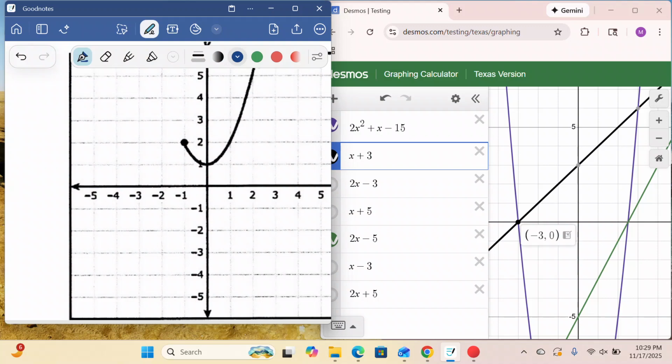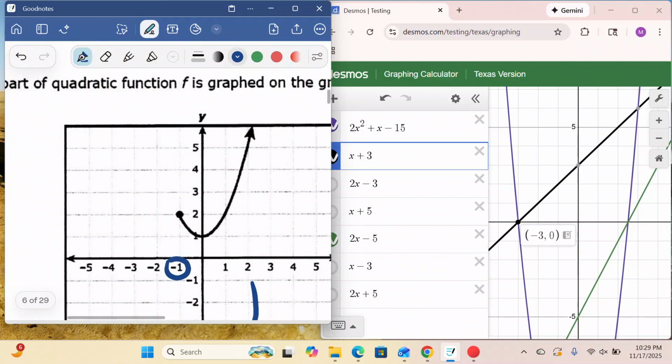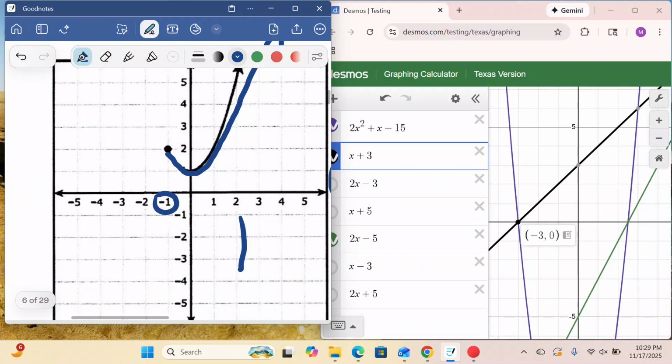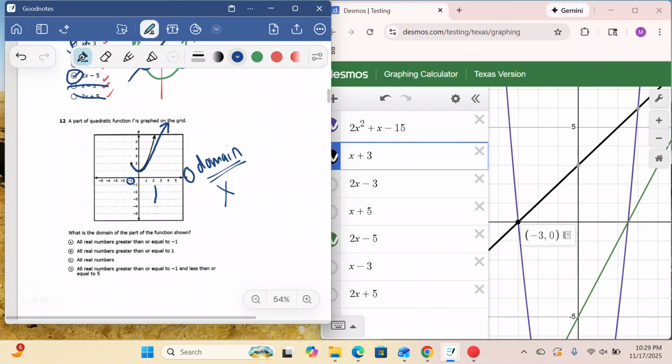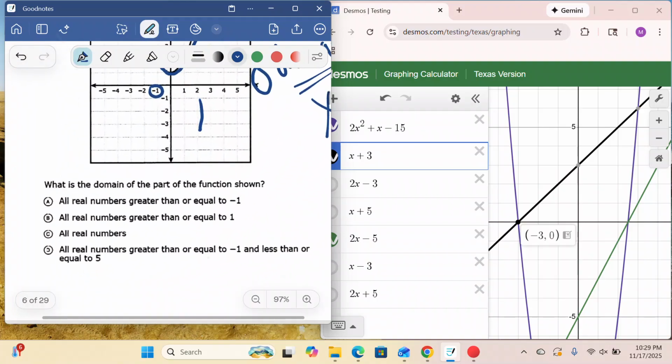So if you look at this, it starts at negative 1 and it keeps on going. If you look at it, it goes to negative 1, keeps on going. And you see that line, it keeps on going forever. So we know it's going to be negative 1, 0, 1, 2, 3, 4, 5, 6, 100, 1,000, a million, a trillion, a quadrillion. And of course, it keeps on going and going and going. So the domain is part of the function shown. So which one would be correct?